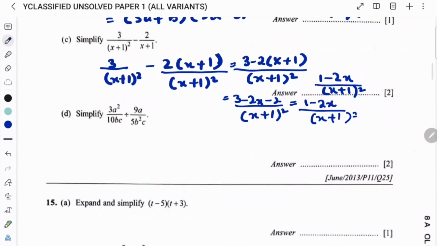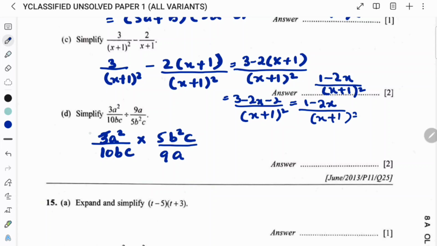So please follow all the steps. The next question is also a 2 mark question. So it's a division question. Alright, so we can simplify and reciprocate the fraction which is coming after the division sign. Multiply by 5b square c upon 9a. Now we can cancel numerators and denominators, and the remaining number will be our answer.